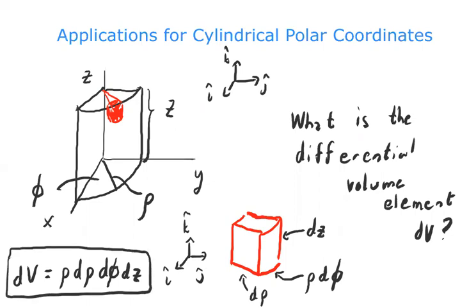Now, is this a volume? Well, rho is a length, d rho is a length, a length times a length is an area, phi is an angle, it is dimensionless, having units of radians, dz is just a length. So this quantity on the right-hand side is clearly a length times a length times a length, so it's a volume. So at least dimensionally, this makes sense.